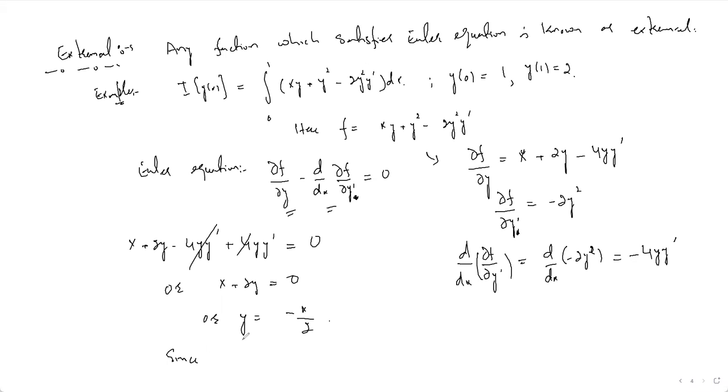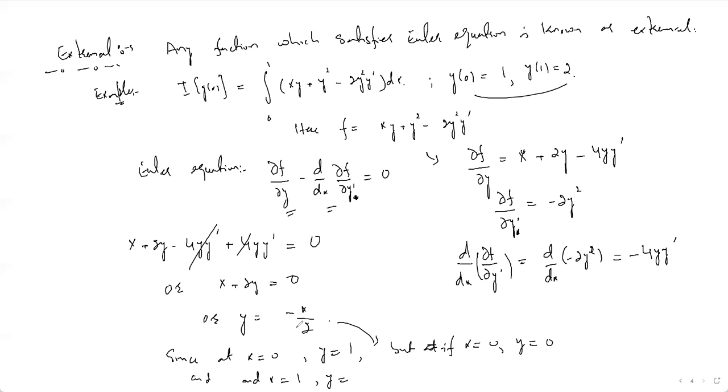Now from these boundary conditions, you just look at these boundary conditions. At x equal to 0, y is equal to 1, right? But from this case, if x is equal to 0 it implies y is equal to 0, right? x is equal to 0, y could be simply equal to 0. And at x equal to 1, y will be equal to minus 1 by 2. But we have at x equal to 1, y equal to 2.